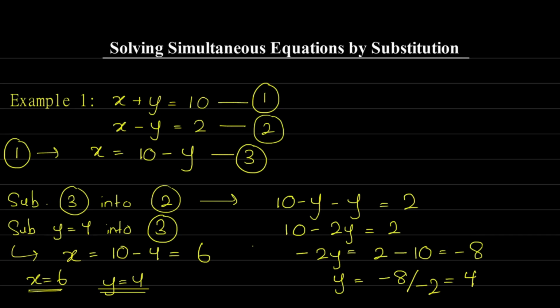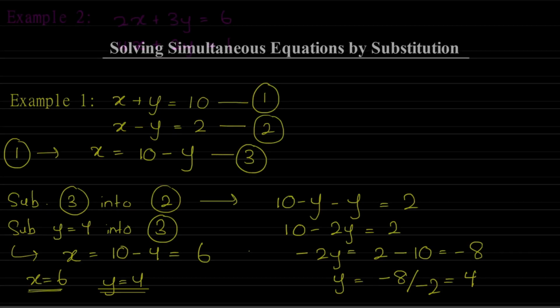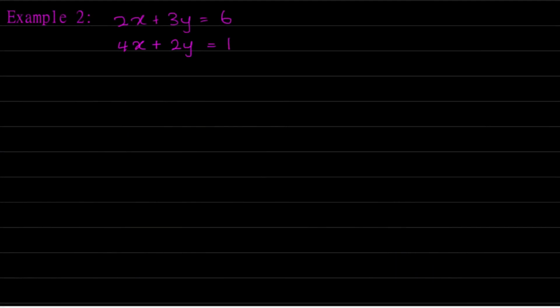Let's consider another example to understand this theory more thoroughly. Let's look at example 2. Here, once again, we have two equations with variables x and y, and we want to solve for x and y. Let's call the first equation equation 1 and the second equation equation 2. So the next step is to choose one of these equations and subject one variable here. So here I'm going to choose equation 1.